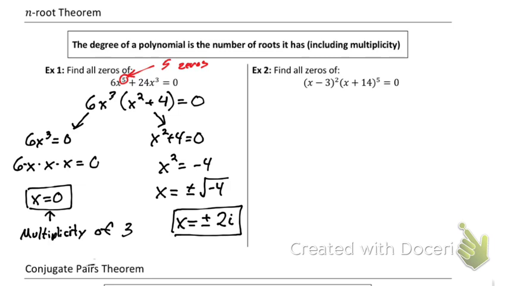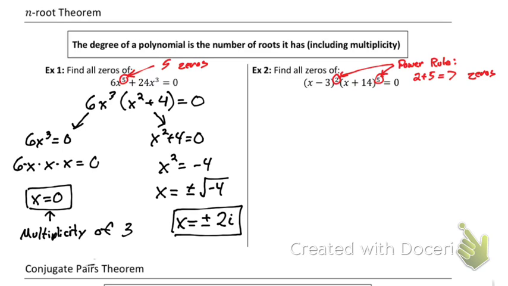If I would expand this, if I did x minus 3 squared, I don't care about this negative 3, but I know I'd end up with an x squared at some point. If I did x plus 14 to the 5th, I would at some point have x to the 5th. Well, x squared times x to the 5th equals x to the 7th. So if you have this chain of multiplications, you're going to use what's called the power rule. The power rule says if you're multiplying exponents, you add them. So by the power rule, there are 2 plus 5, which equals 7 zeros.